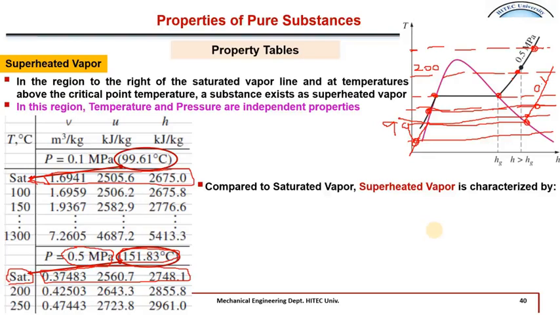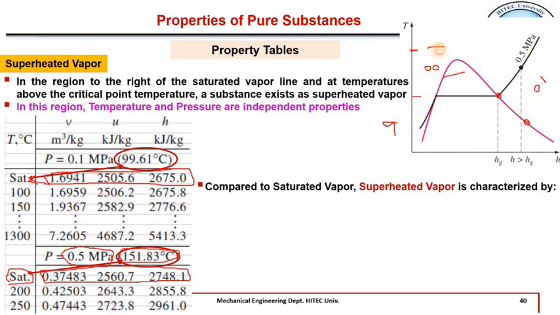Whatever we have discussed will now be shown in terms of a number of characteristics. So we can characterize superheated vapor compared to saturated vapor. Let me explain it with the help of this figure. The characteristics of superheated vapor are, number one, low pressure: P is less than P sat at a given T.